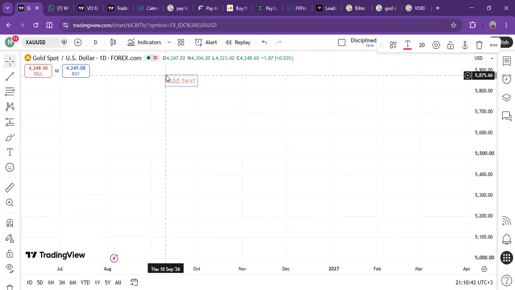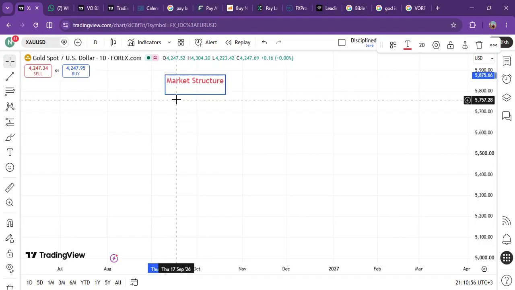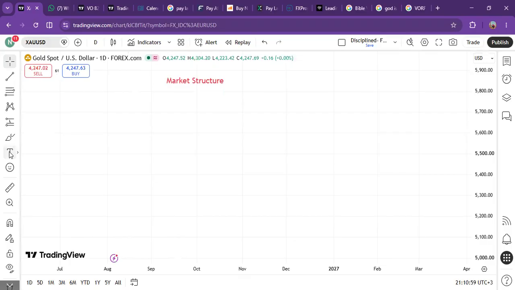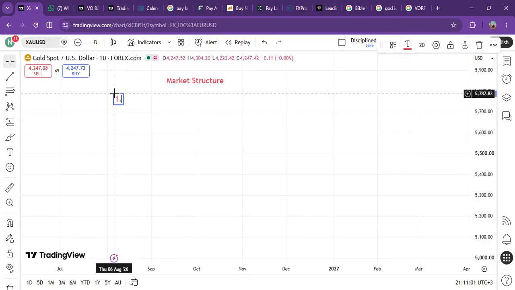So our class today is market structure. And under market structure, these are the main topics that you're going to have a look at. The first topic will be identifying the break of structures, and the change of characters.